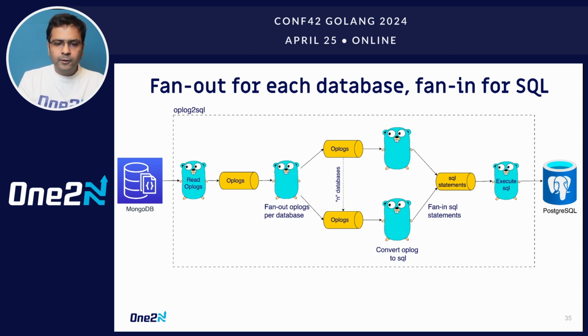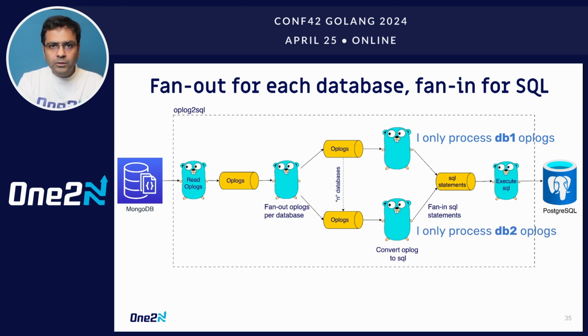On the other side, the right side of the oplogs for each database, we will have a Go routine that will consume these oplogs. Remember, each Go routine consumes oplogs from only one database. So for example, that Go routine only processes DB1 oplogs. This Go routine only processes DB2 oplogs and vice versa. Right? So we have n number of Go routines based on the number of databases. And ultimately, all these Go routines would then fan in and send all the SQL statements to a single channel from which we could then execute the SQL to Postgres.